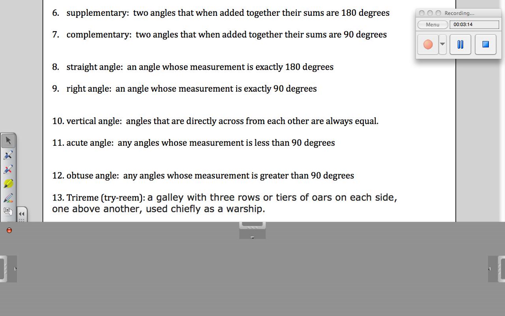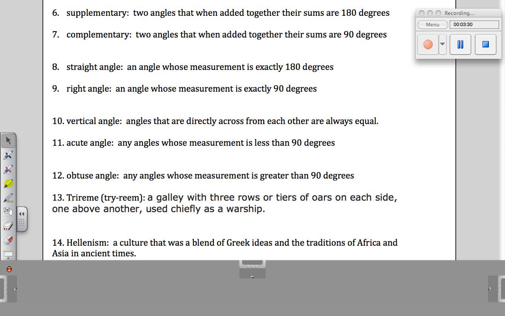A trireme, these are social studies now, a trireme is a galley or a boat with 3 rows or tiers of oars on each side, one above each other, and they're used mainly as a warship.